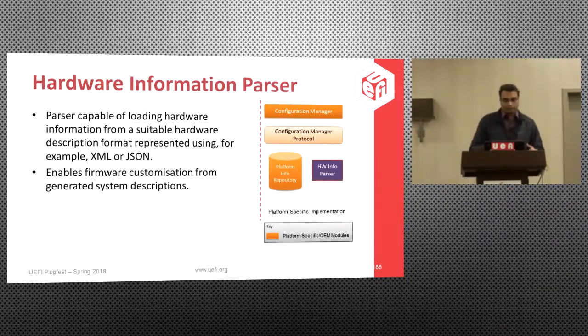The hardware information parser is a module that is capable of parsing a hardware description file. So an SoC design tool could emit an XML or JSON file which has got information about the entire hardware on the platform, and the hardware information parser will consume this information and populate the platform information repository, which can be used later for generating the tables.